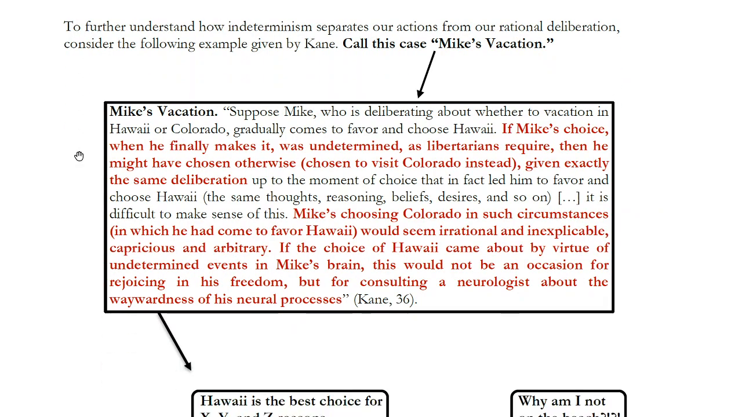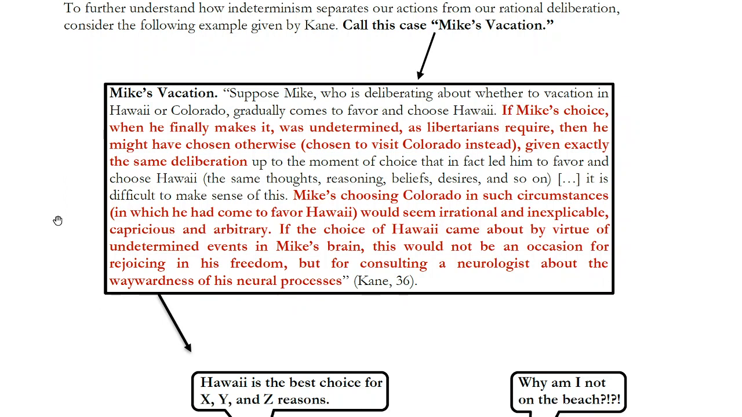So it's a difficult point to grasp, but I think the best way to explain it is with a concrete example. And so Kane gives one. So let's imagine this example: Mike's vacation. Suppose Mike, who is deliberating about whether to vacation in Hawaii or Colorado, gradually comes to favor and choose Hawaii. If Mike's choice, when he finally makes it, was undetermined, as libertarians require, and libertarian just means someone who believes in free will, then he might have chosen otherwise.